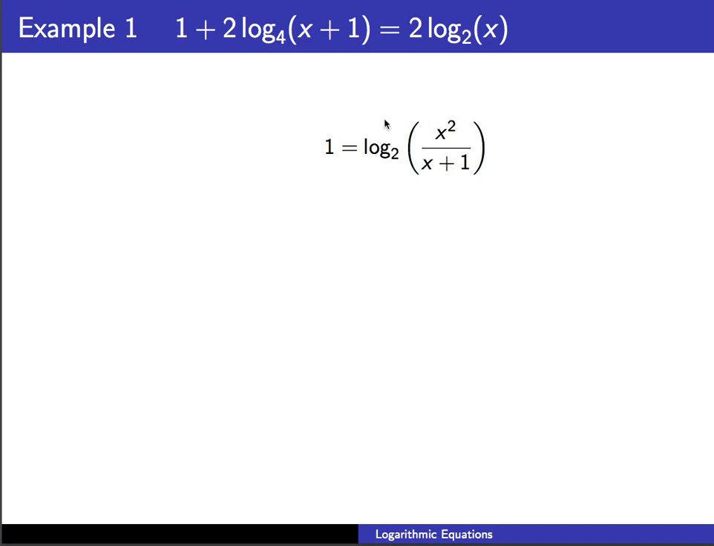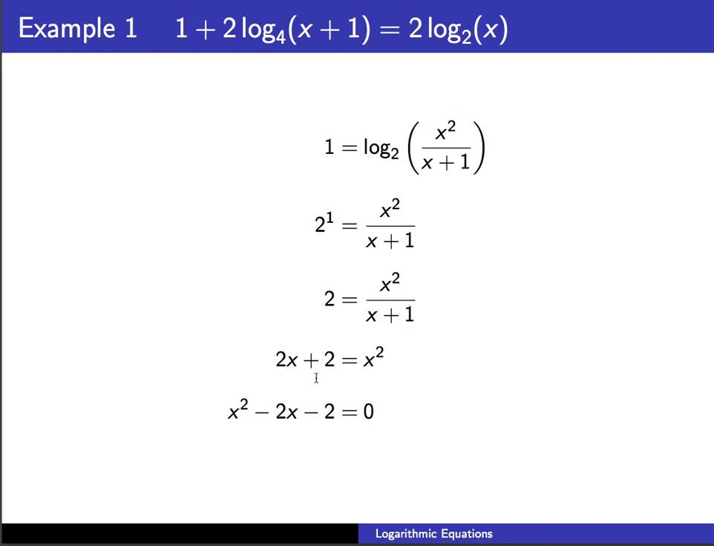Now we have a logarithmic expression equal to a number, so we can rewrite this in exponential form. We get 2 to the first power equals x squared over x plus 1, 2 to the first power being 2. And I don't want to deal with fractions any more than you do, so if we multiply both sides by x plus 1, it'll clear out our fraction. So 2 times x plus 1 gives us 2x plus 2 equals x squared. Let's get this all equal to 0 so we can solve this. x squared minus 2x minus 2 equals 0. Unfortunately, this is not factorable. We have to use the quadratic formula.